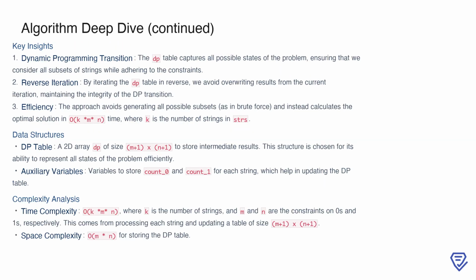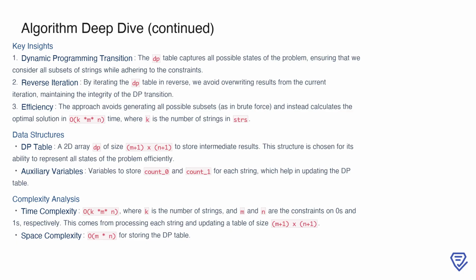This dynamic programming approach relies on a few key insights. First, the DP table captures every possible state of the problem, ensuring that no potential subsets are overlooked while adhering to the constraints. The use of reverse iteration is critical because it prevents overwriting results from the current iteration, which could otherwise corrupt the DP transitions. This method is also highly efficient compared to a brute force approach that would involve generating all possible subsets. Instead, we achieve the solution in O(k*m*n) time, where k is the number of strings in strs.